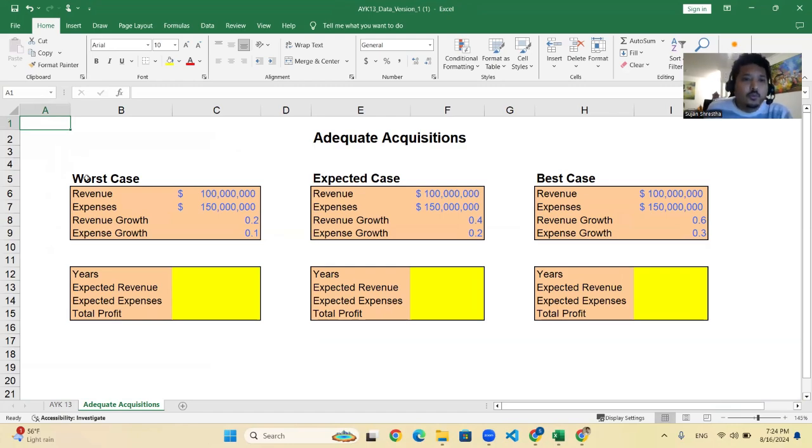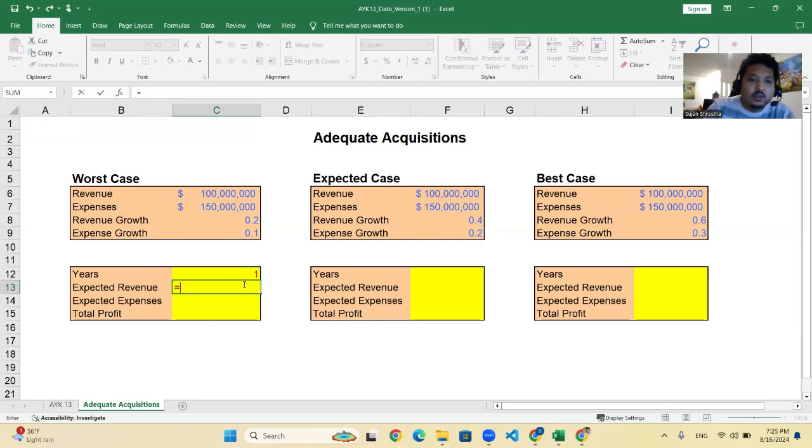source. So we can see the worst case, the expected case, and the best case. In the worst case, the revenue is this, and expenses is this. Revenue growth is 0.2%, expense growth is 0.1%. Let's assume one per year. It's just an initial assumption. For the expected revenue, we can use the formula.